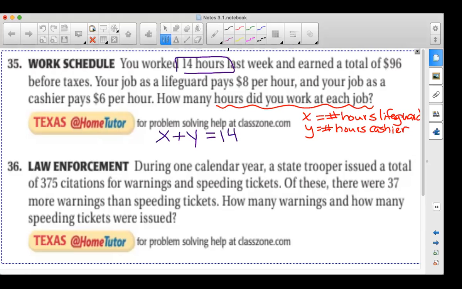Alyssa, did you get a second one? Yes. What'd you get? 8x plus 6y equals 96. And that equation deals with what, Alyssa? How much you make. So you have the total hours worked in the first equation, the amount you made in the second equation. It's almost like we're grouping our like terms, like quantities together. So the first equation has the hours worked. The second equation has the money we made for those hours worked.